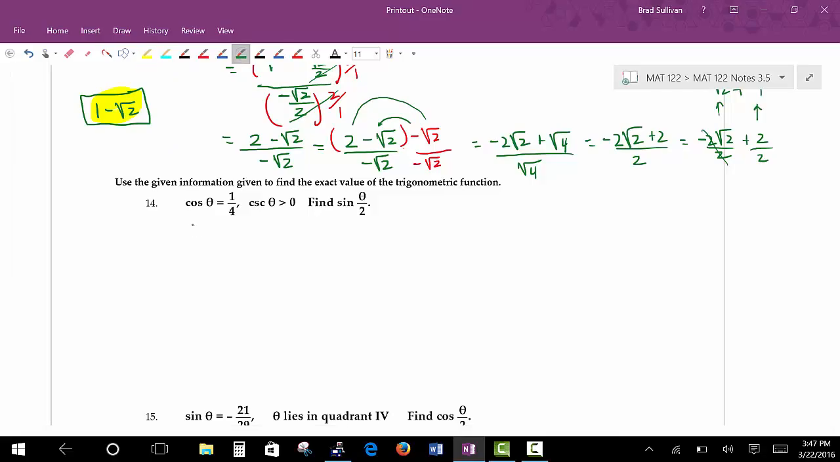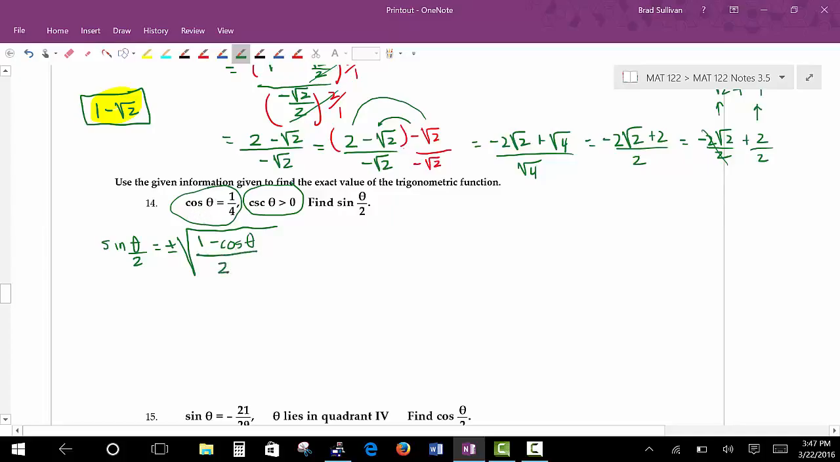And what we're doing on this one is I give you a couple of pieces of information. You're given cosine is 1/4, and you're given this. But what you want to find is the sine of theta over 2. So you would start the problem like this. If you want to find the sine of theta over 2, you need to use the identity. So the identity is plus or minus square root of 1 minus cosine theta, and notice you were given the cosine theta on this, all over 2. So that's what we got to reason out.